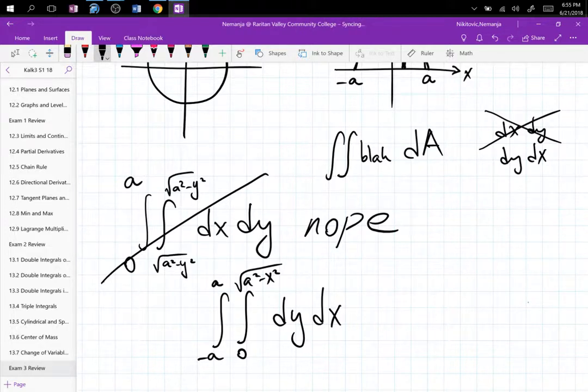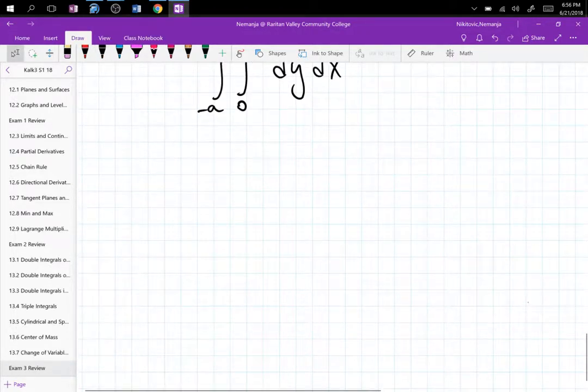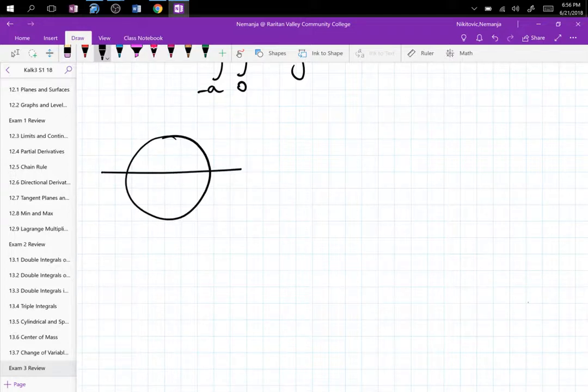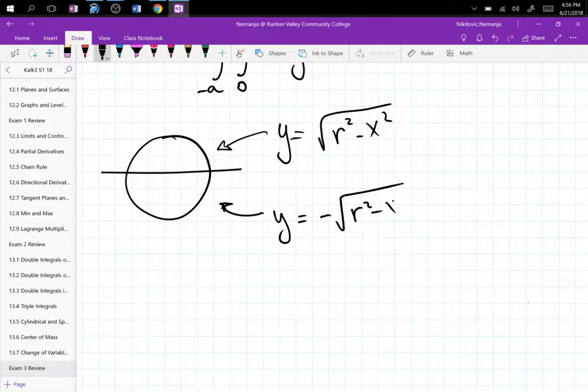Another issue that I've seen throughout the years is you not working well with circles to set up the integrals. The circle has a symmetric equation, and technically the equation solved for x or y looks the same. So if I am dealing with a circle which is cut with x, the top equation is y equals square root of radius squared minus x squared, and the bottom equation for that circle is y equals negative square root of r squared minus x squared.